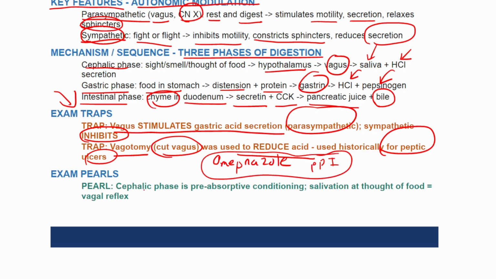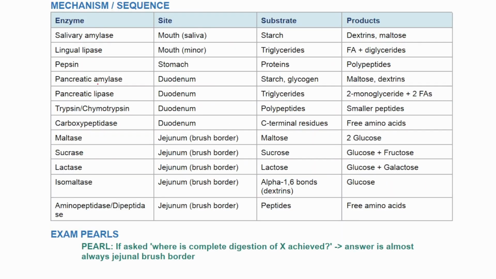Now moving to the exam pearl section, the cephalic phase functions as a highly specialized form of pre-absorptive conditioning, where the familiar phenomenon of salivation at the thought of food is a pure vagal reflex. This slide is your complete enzyme reference, and you should be able to fill it entirely from memory before you sit the IMAT.